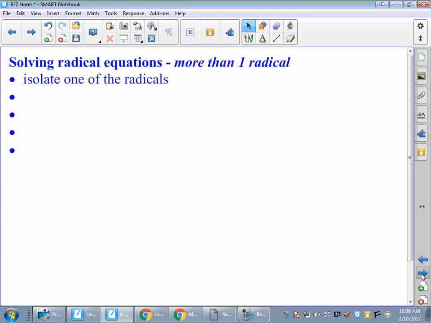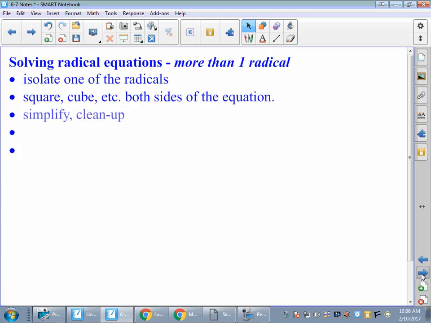So the other one's going to hang out. The problem's going to get really ugly. And then we just repeat the process. So we square or cube both sides of the equation, simplify, clean up. One radical, the one that you isolated, will go away, but there will be a remaining radical, so to speak.